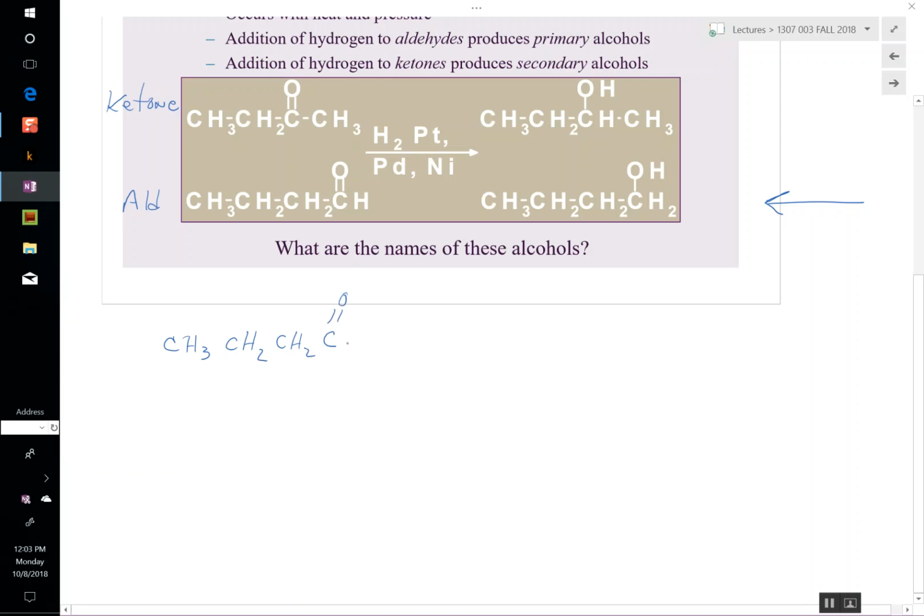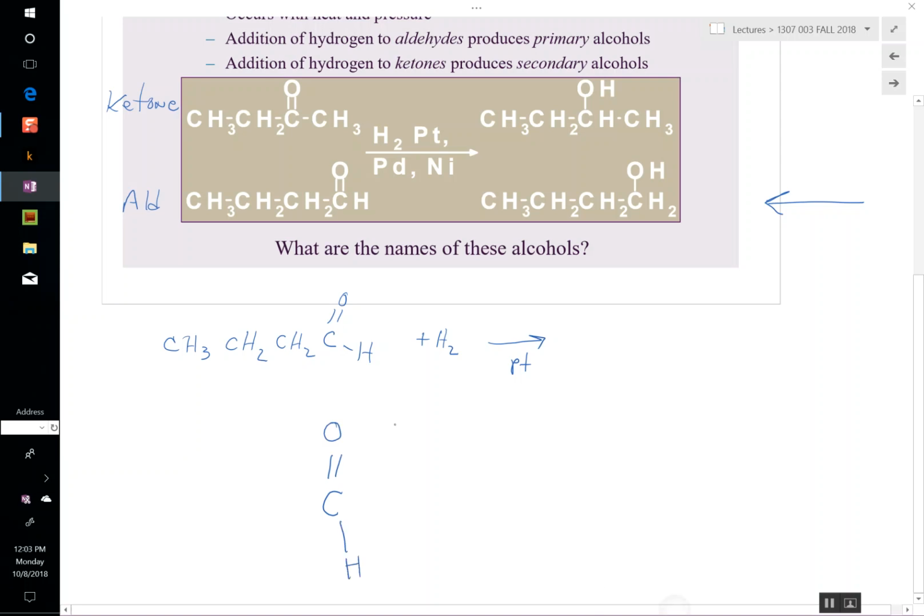Here's our aldehyde, and we're adding hydrogen, and we've got some sort of a catalyst. It could be platinum, palladium, or nickel. It's not all three of those. Any one of those three. And these catalysts are like parts per million. And you are going to get, now here's what's going to happen. I'm going to expand this right here. Here's our aldehyde.